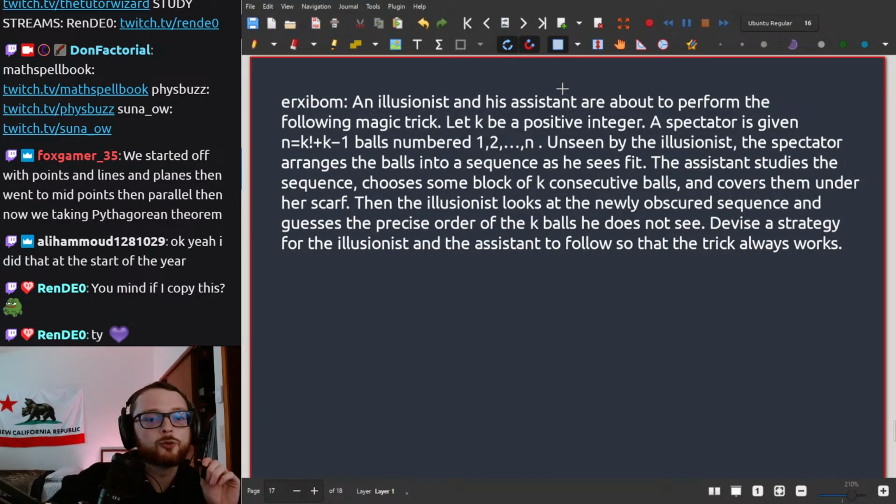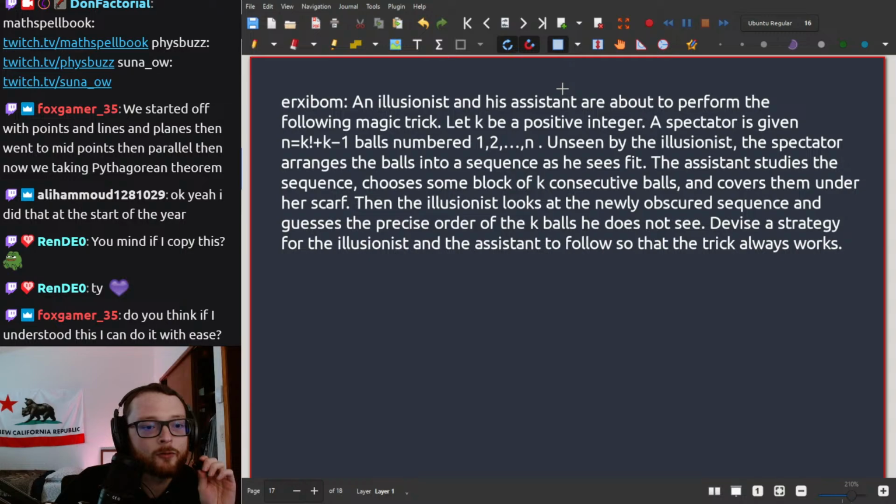Okay, an illusionist and his assistant are about to perform the following magic trick. Locate a positive integer. K factorial plus k minus 1 balls numbered 1 to n. It's an interesting k factorial plus k minus 1. That's an interesting number.